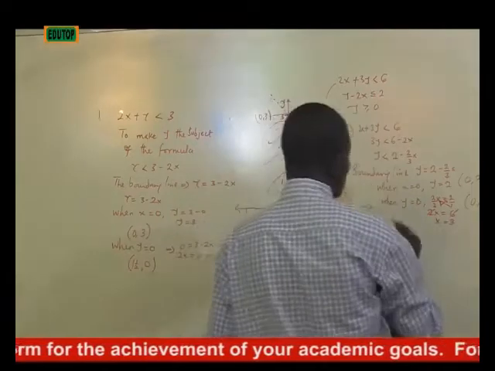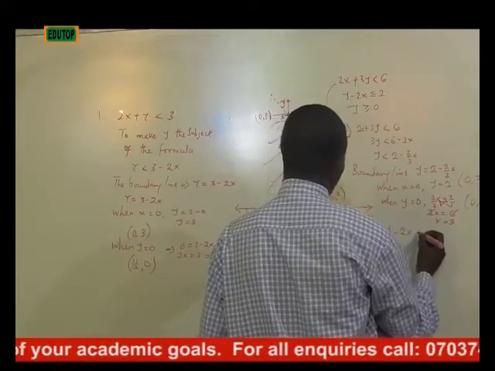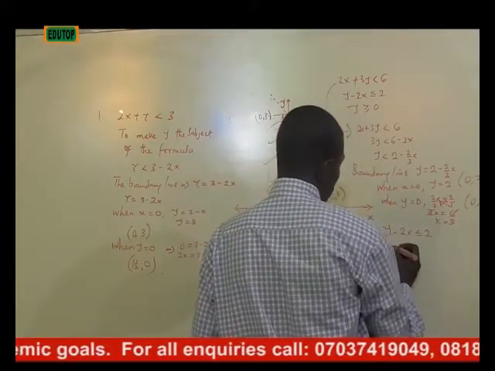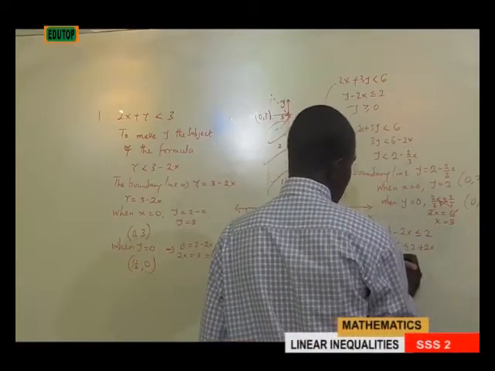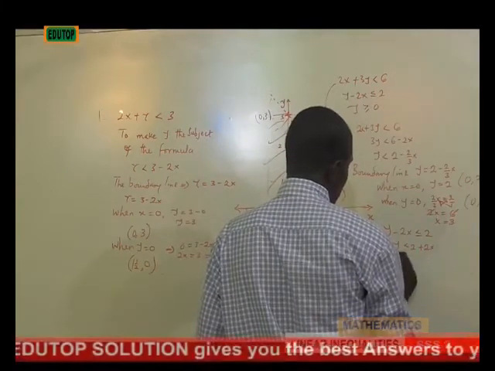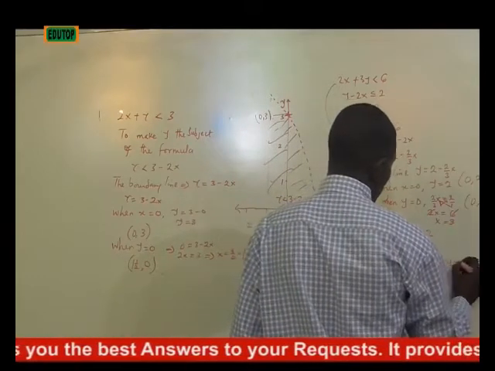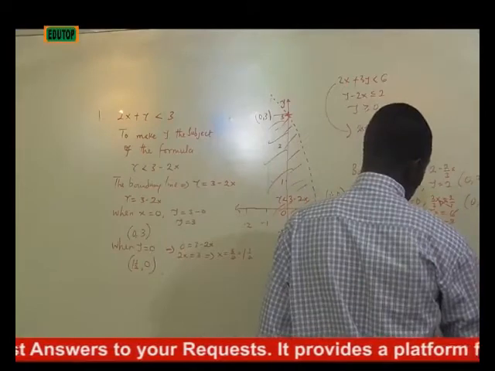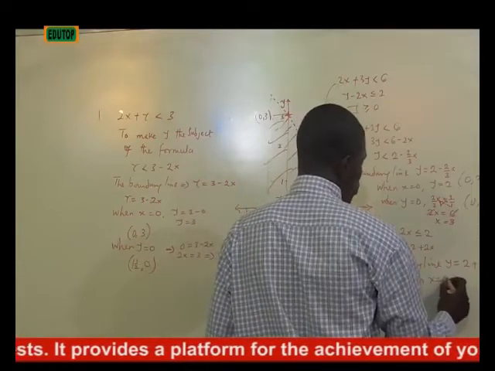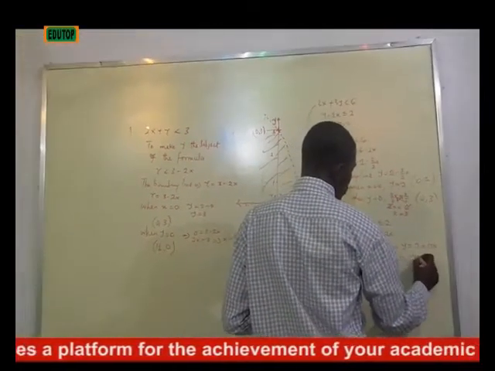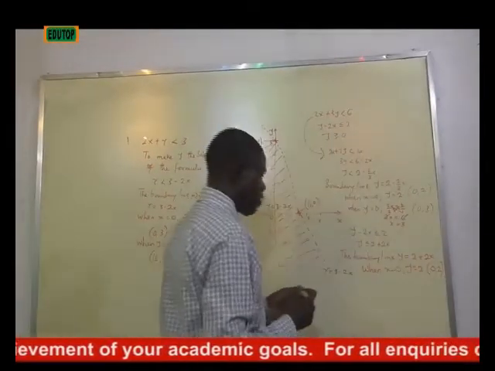Then for the second inequality, which is y minus 2x less than or equal to 2, we make y the subject of the formula. We have y less than or equal to 2 plus 2x. Then the boundary line is y equals 2 plus 2x. Then when x is equal to 0, our y will be equal to 2. That's the first coordinates of x and y.